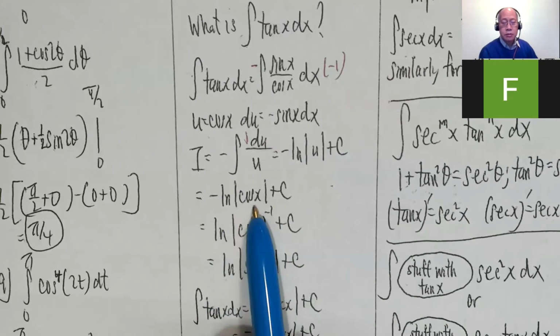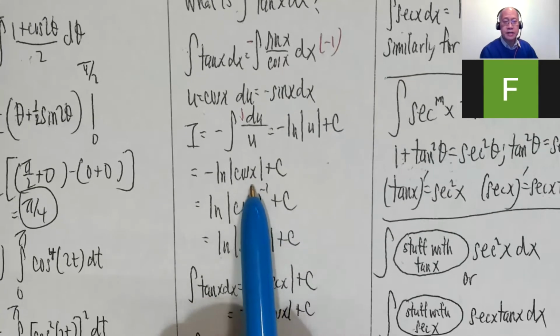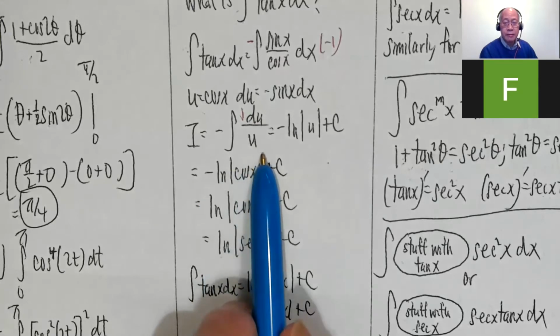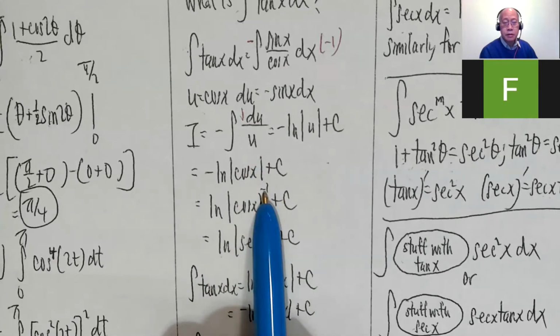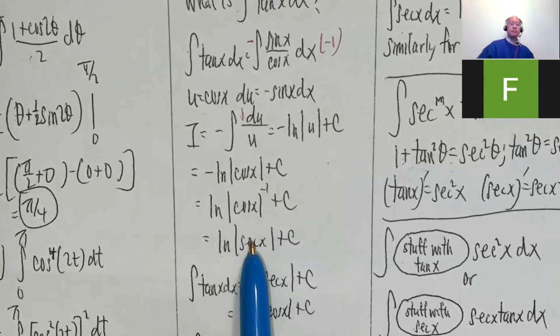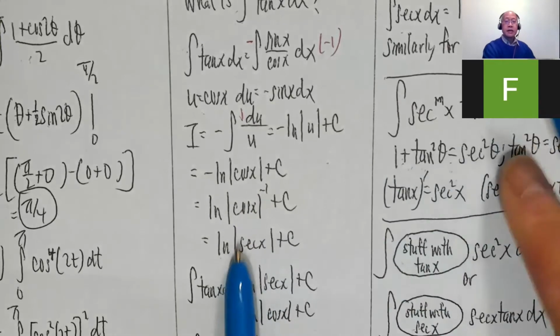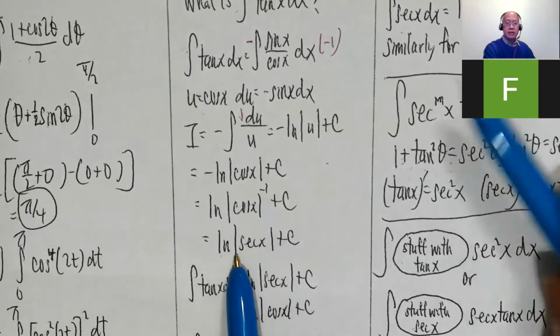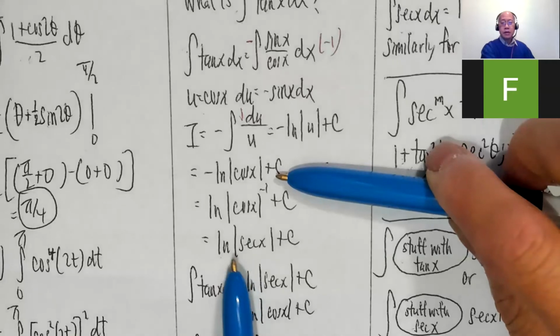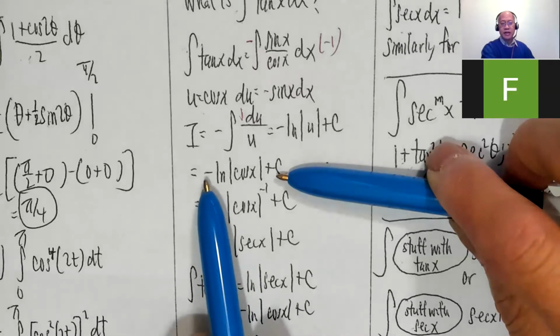This is acceptable, although most books would tend to go to the next step. You can take a -1, by the property of logs, and climb it up back there. And I'm taking the reciprocal of cosine, which is secant. Okay, so bottom line, the integral of the tangent is either this or this. We've seen both. Most books have this because they don't like to have a negative.